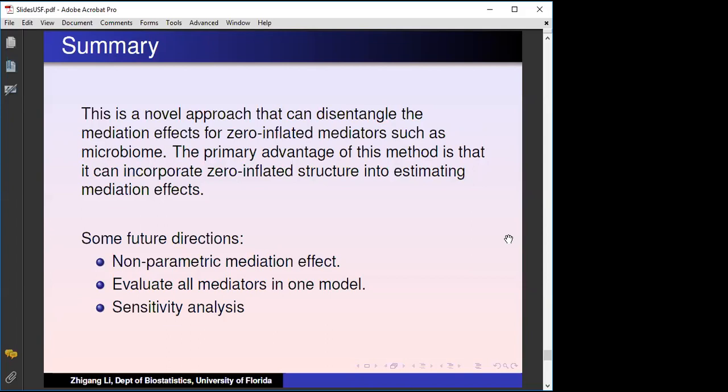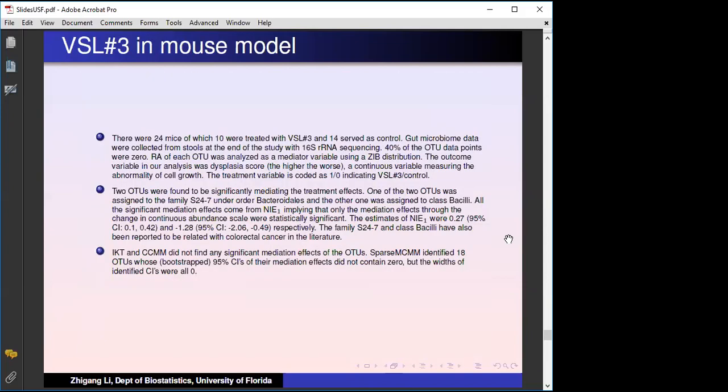Quick question. Did you look at the computational complexity of this approach compared to other approaches? Yeah, we did compare that. One of the approaches, the sparse MCMM, takes a relatively longer time than the others. And for the CCMM, when the number of taxa is less than 200 and the sample size is less than maybe 300, that will be fine. But if it is bigger than that, it will take a long time. I think that's an issue.